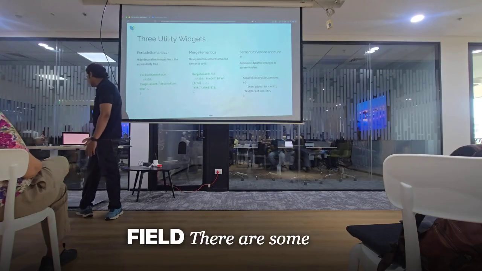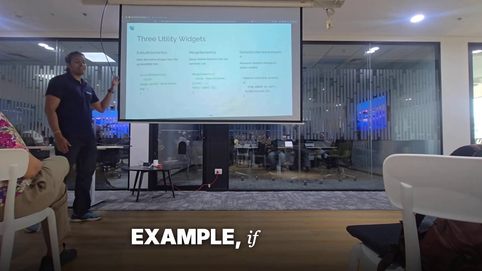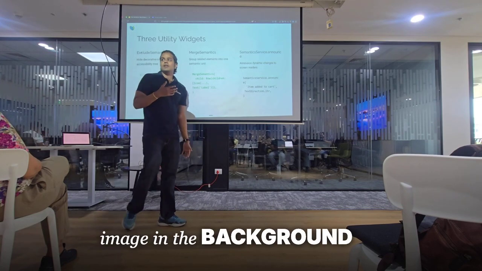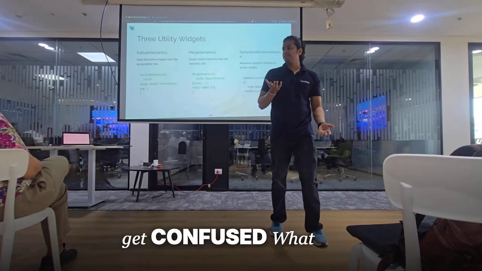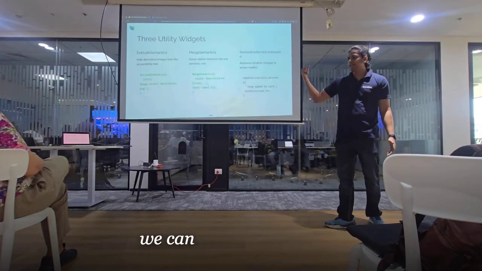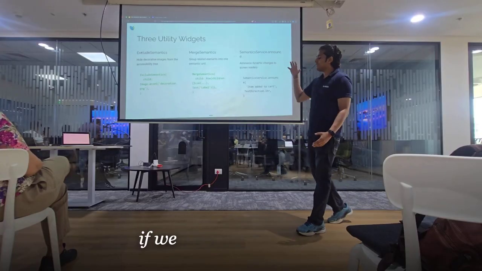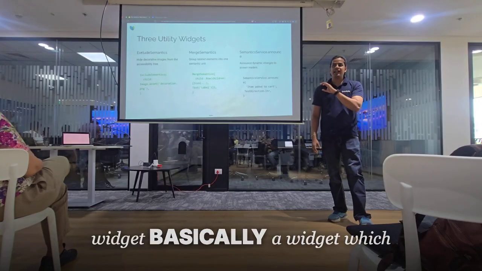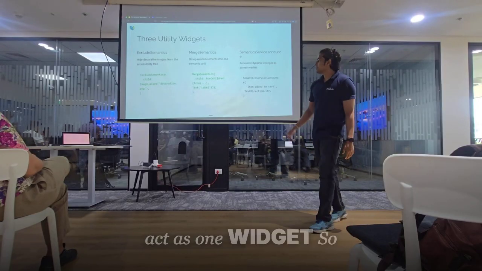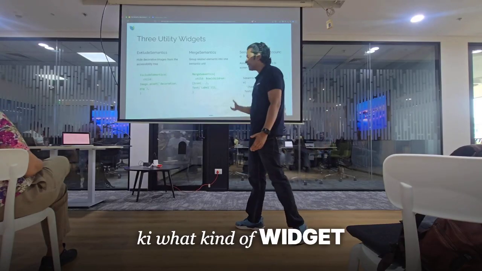There are some other utility widgets as well. For example, if we have an image in the background, we don't want the user to get confused about the use of that image, so we can ignore it using exclude semantics. Another one: if we have a complex widget, basically a widget which acts as one widget, we can use merge semantics and give all the properties of what kind of widget that is.